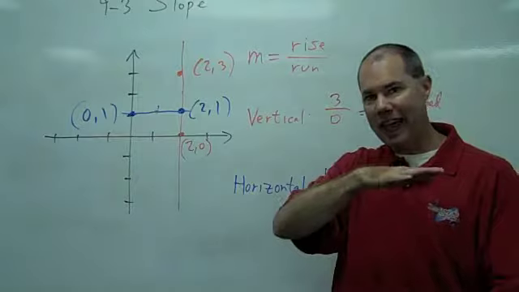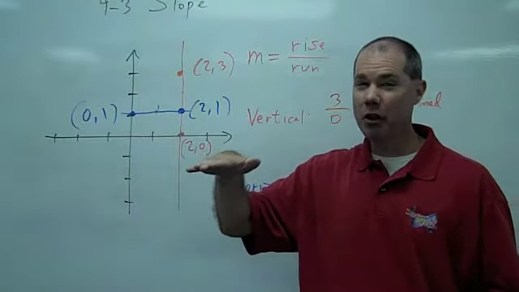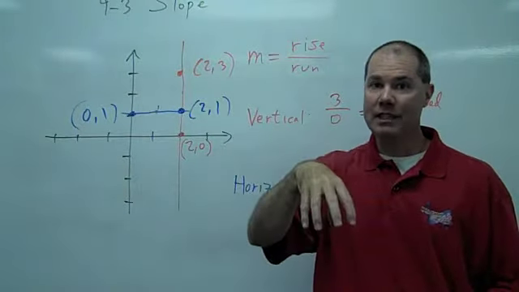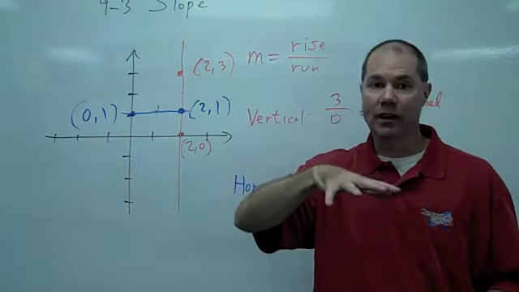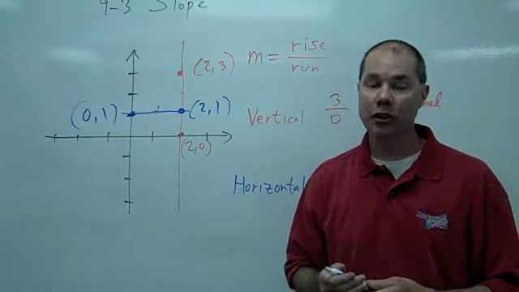Think of it as a flat table. It has 0 slope. If you put a marble on a table, it does not roll anywhere. It has 0 slope, 0 steepness.